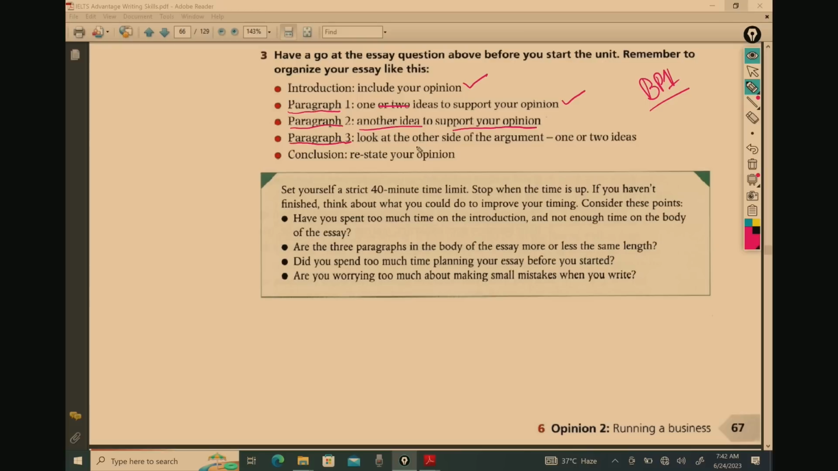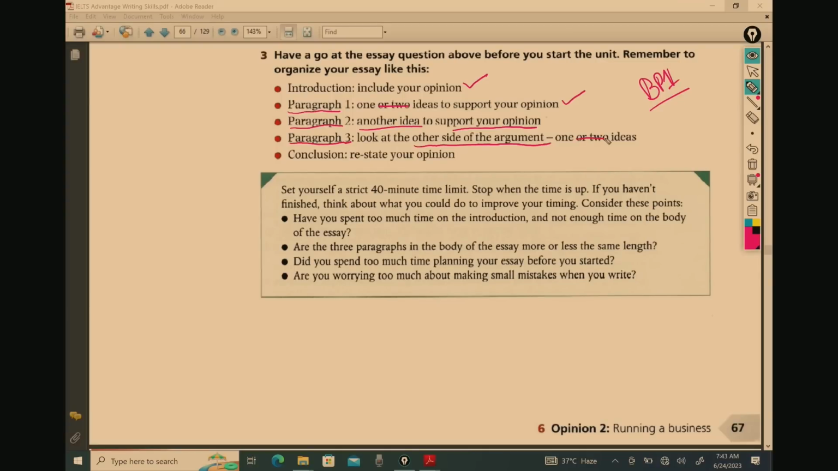Look at the other side of the argument. Other side of the argument means if you think having a business is the better option, then people who support a job, what is their opinion, or under what circumstances a job can be a better option. You can just write like that. One or two ideas, I would say one idea, that is enough. You don't want to make it wordy. And conclusion, restate your opinion and all that, right? So this is very, very important.